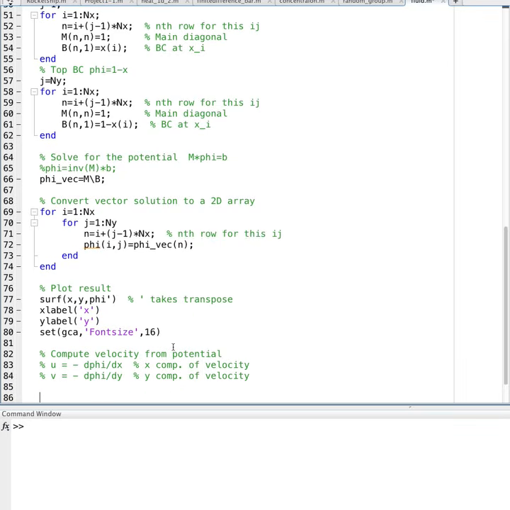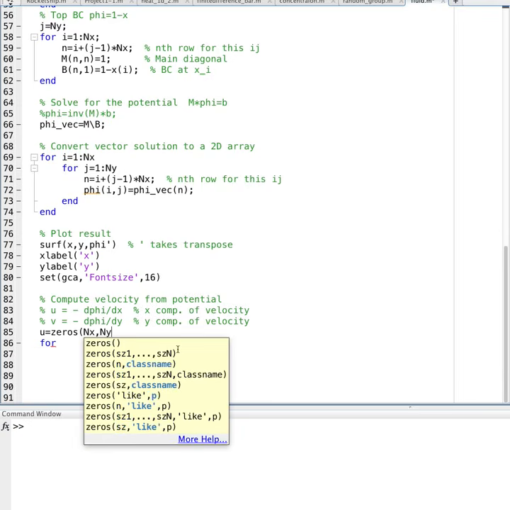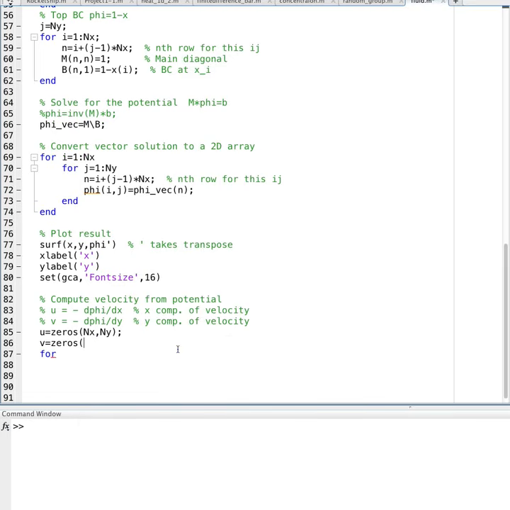So we need to compute those, so I'm going to compute a velocity at all interior grid points. So I'm going to just say u is equal to zeros nx by ny, v is equal to zeros nx by ny. I'm just going to create those arrays, and then we'll loop over all interior grid points and compute this velocity. So for i is equal to 2 through nx minus 1, for j is equal to 2 through ny minus 1. So this is loop over interior grid points. And then we're going to actually compute the velocity.